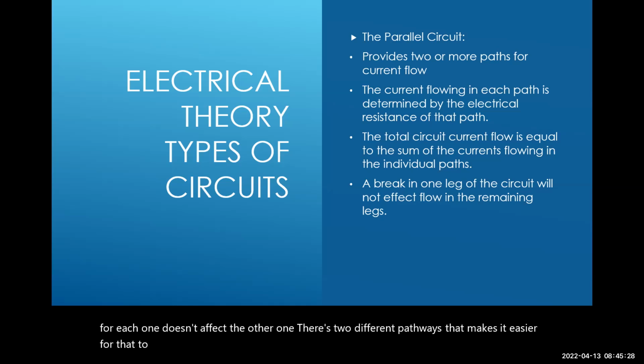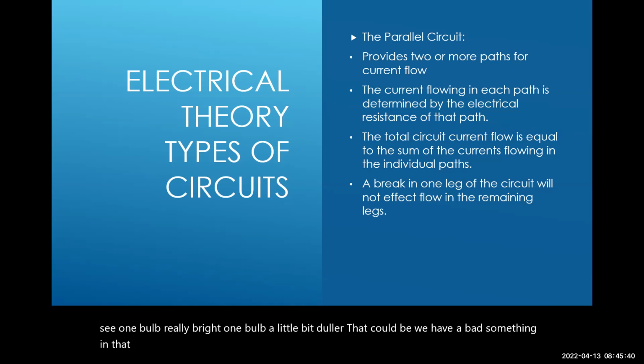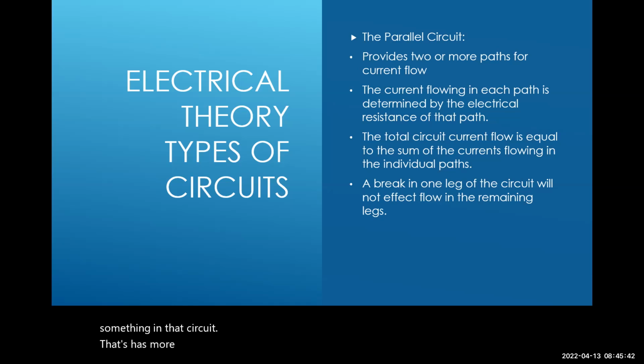You've probably seen this on the road: you see one bulb really bright and one bulb a little bit duller. That could be because something in that circuit has more resistance to it, like maybe a loose ground or a connection problem. This could all be through that same thing.